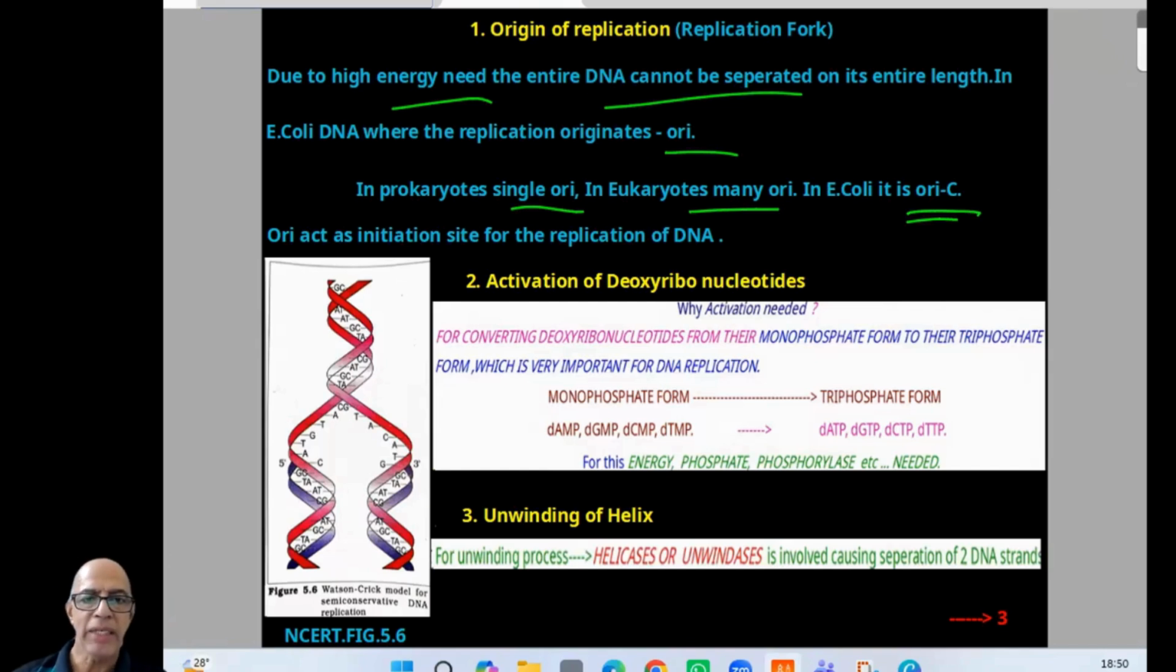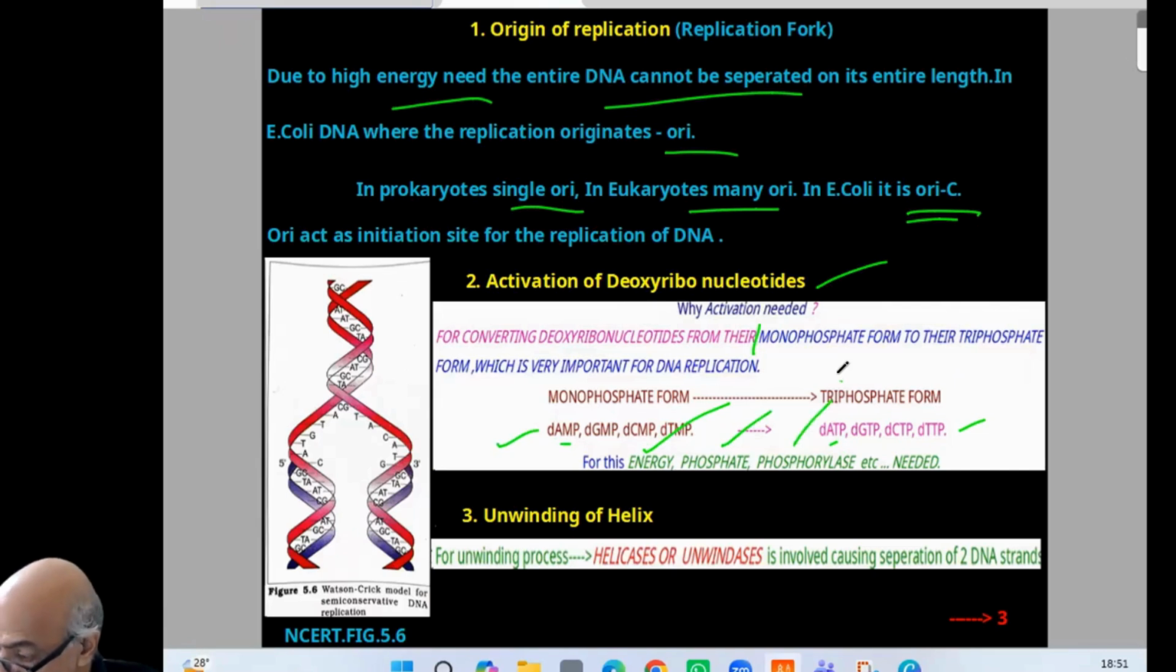So the second step, activation of deoxyribonucleotide. Why is activation needed? For converting deoxyribonucleotides from their monophosphate form to their triphosphate form, which is very important for DNA replication. Monophosphates are given here, dAMP, dGMP, etc. Triphosphates, ATP. Here M is mono, here T is tri. For this, what all things are needed? Energy is needed, no doubt. Phosphate is needed, no doubt. Phosphorylase enzyme is also needed.